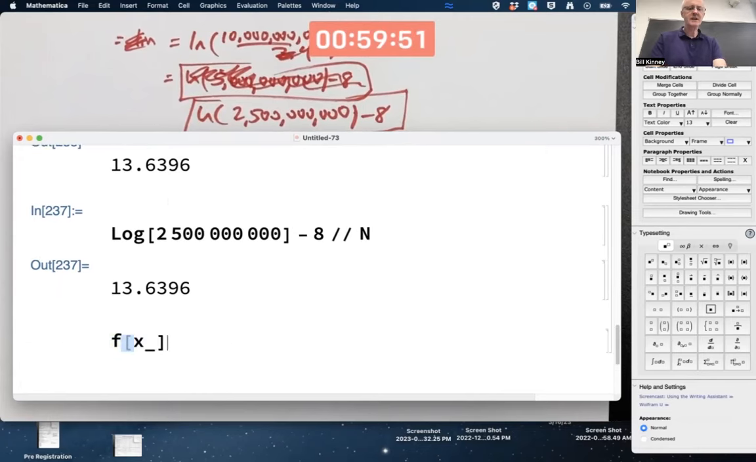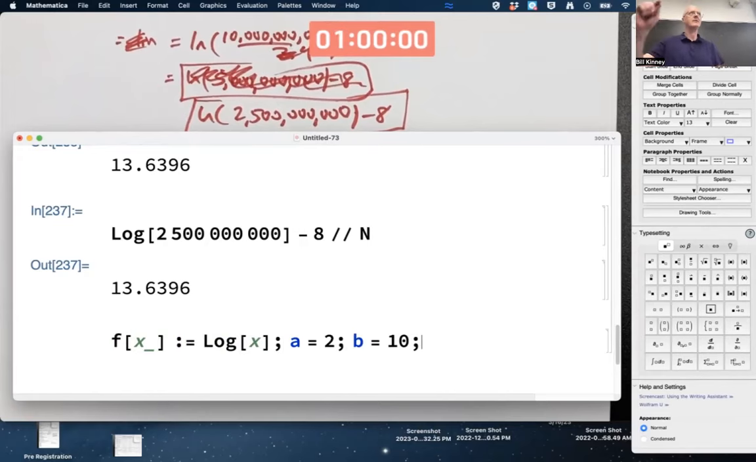First, define the function. We're doing the log of x. Next, define a, and then define b. For this example, a is 2 and b is 10. I'm integrating from 2 to 10. The answer, by the way, is the area under the graph of the logarithm.